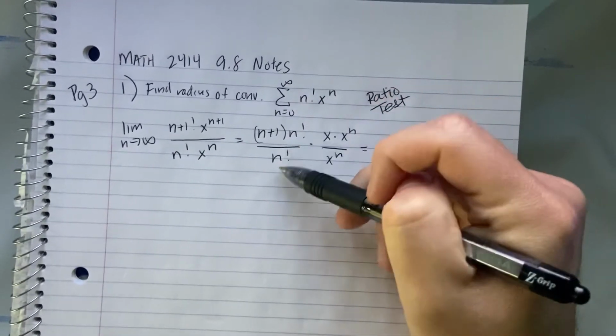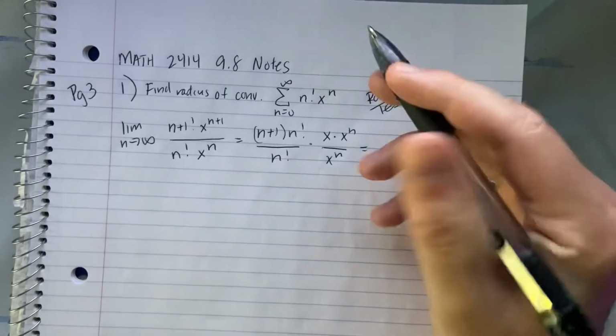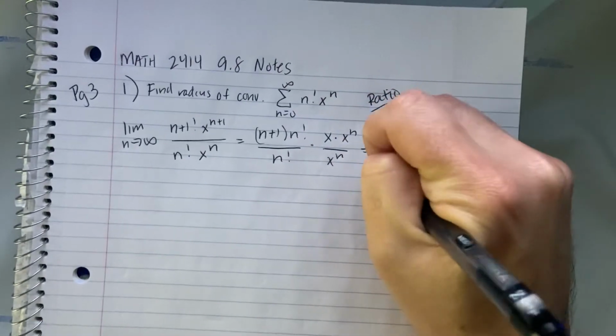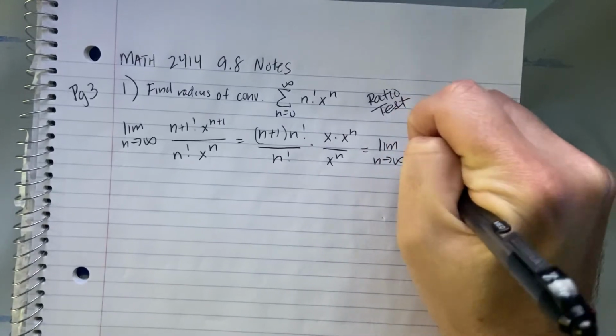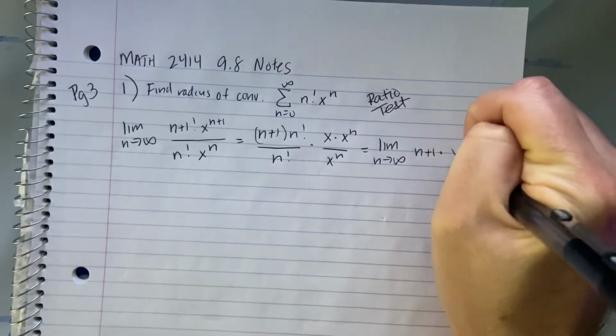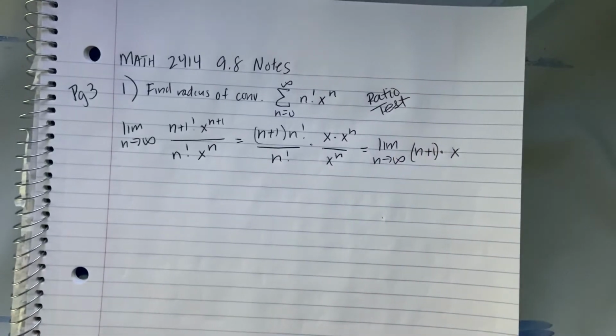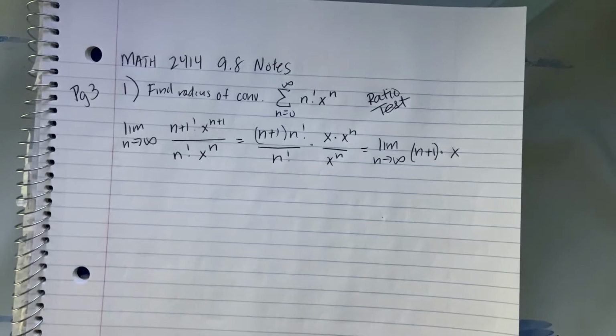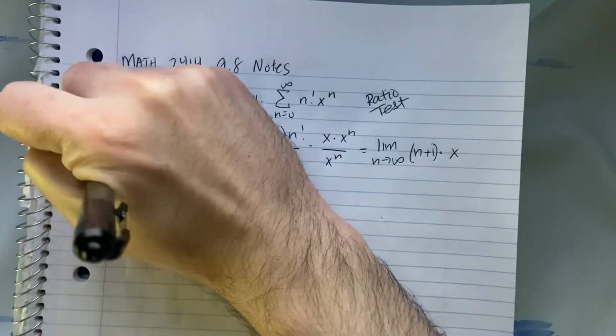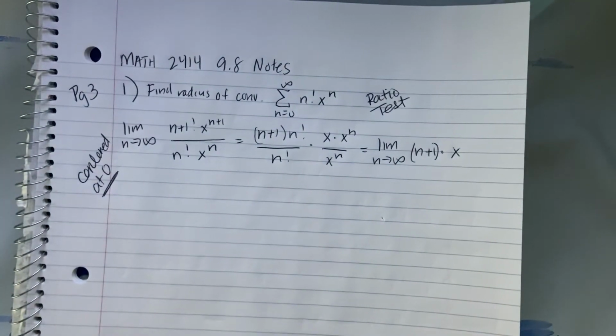What this allows us to do is to cancel out the n factorials and the x to the n, so I'm left with the limit as n goes to infinity of n plus 1 times x. Now, as n goes to infinity, what's happening? Well, that n plus 1 term is going to infinity. However, it's asking you for what values of x, essentially, and how far out from that value of x I can go. Well, if it's an x to the n, that means we're centered at 0 because there's nothing added or subtracted to our function.